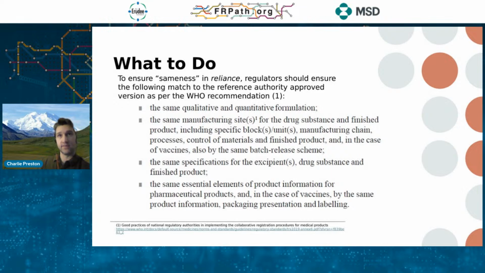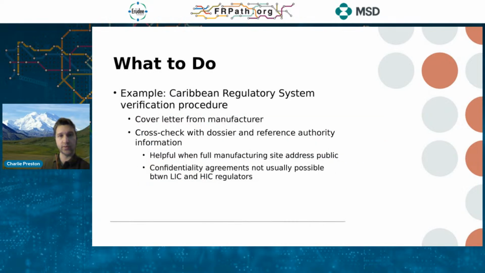In terms of our understanding, and also in terms of WHO's, having other manufacturing sites that have never been looked at would constitute a major difference that would not make a product the same. So the manufacturing site is a really important one. Then the same specifications for the excipient, and you can read the other pieces. I put the link to the WHO guidance from the collaborative registration procedure at the end of this slide, so please feel free to follow up on that.